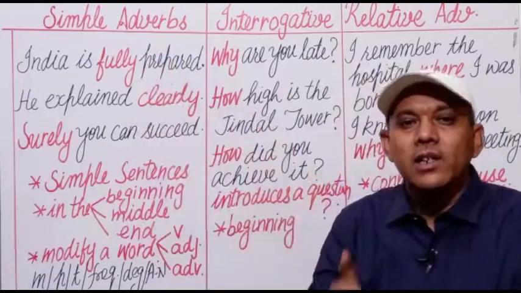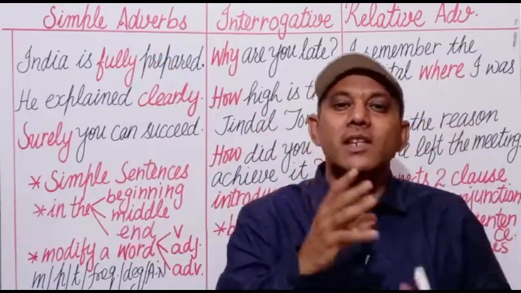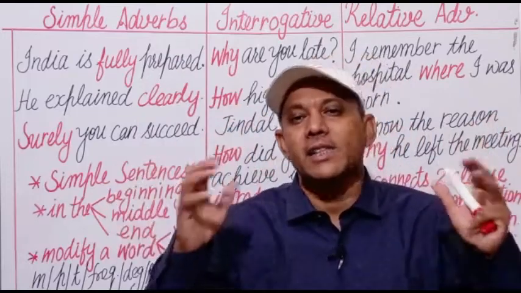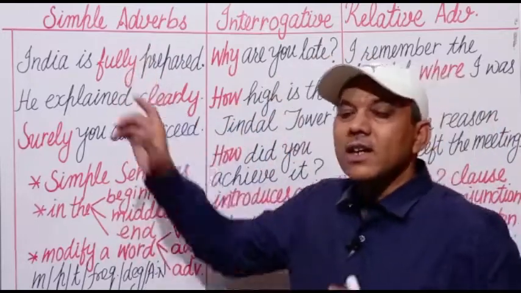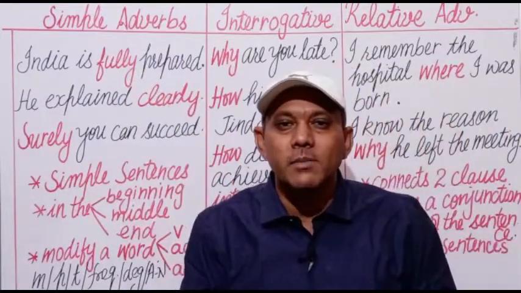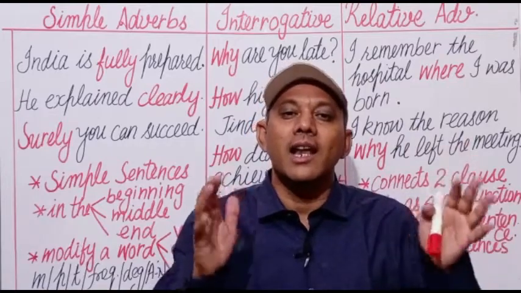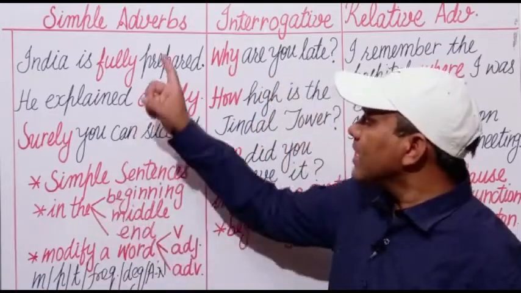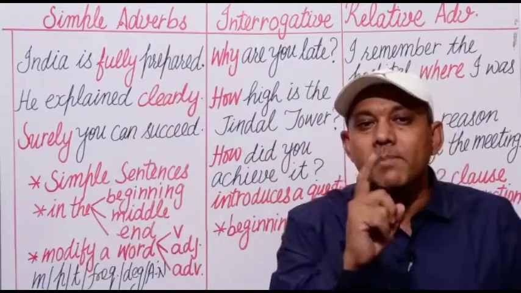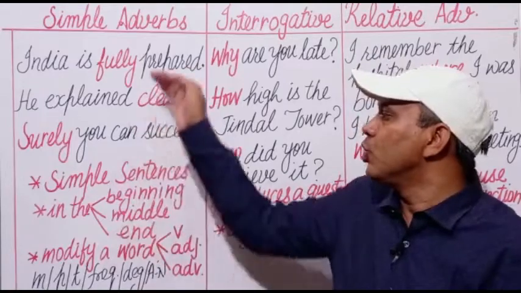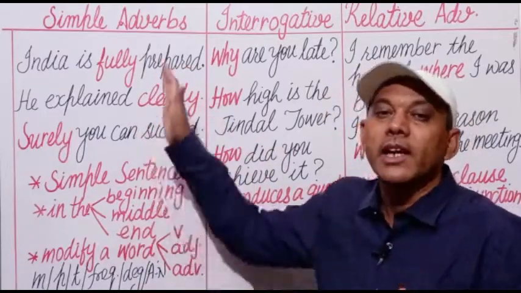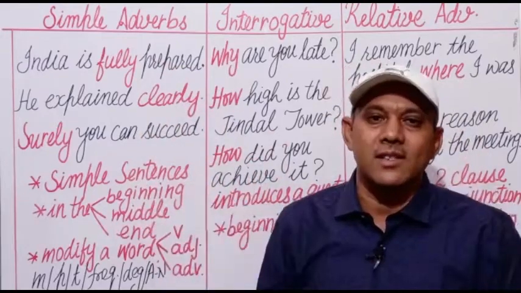We can divide adverbs into three basic categories based on the use of adverbs in sentences. First one is simple adverbs. Second one is interrogative adverbs, and the third one is relative adverbs. In case of simple adverbs, let us try to understand the concept through these sentences, with the help of the use of adverbs in these simple sentences.